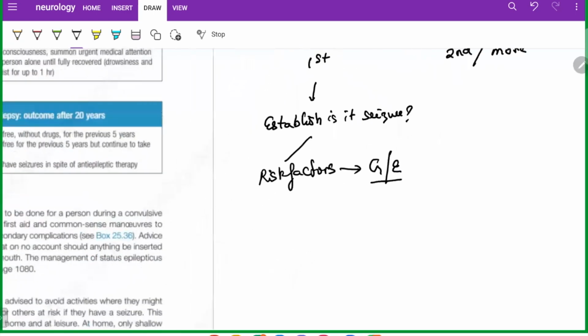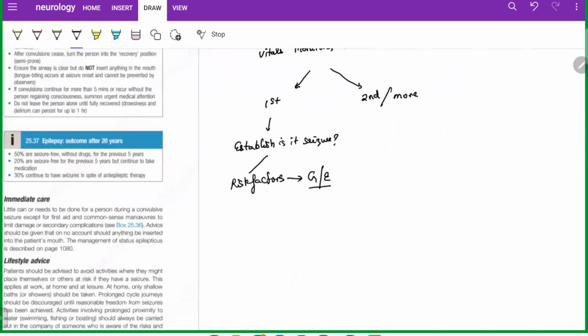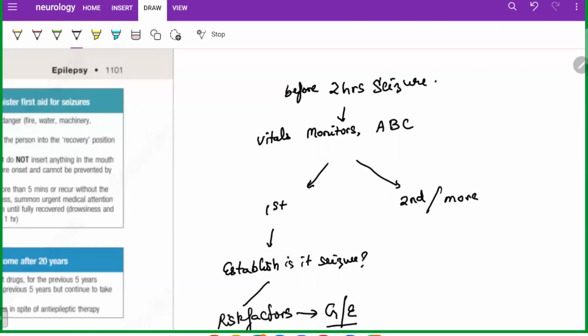Okay, fine. So if it is a first seizure, I said we have to do all this. If there are recurrent seizures, then what is the cause for precipitation? So we have to see what the precipitating factor is.